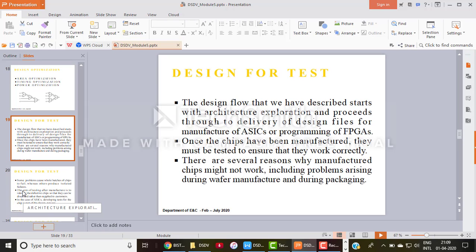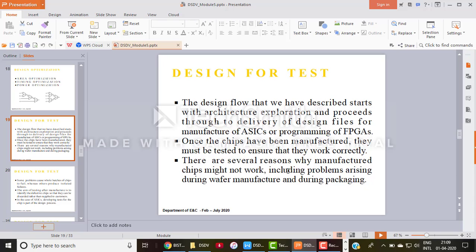Now, coming to the DFT, design for test. I need to give some introduction to design for test. Once the chips have been manufactured, they must be tested to ensure that they work correctly. There are some reasons why a manufactured chip may not work, including problems arising during wafer manufacture or during packaging, both for manufacturing of ASICs or FPGAs.